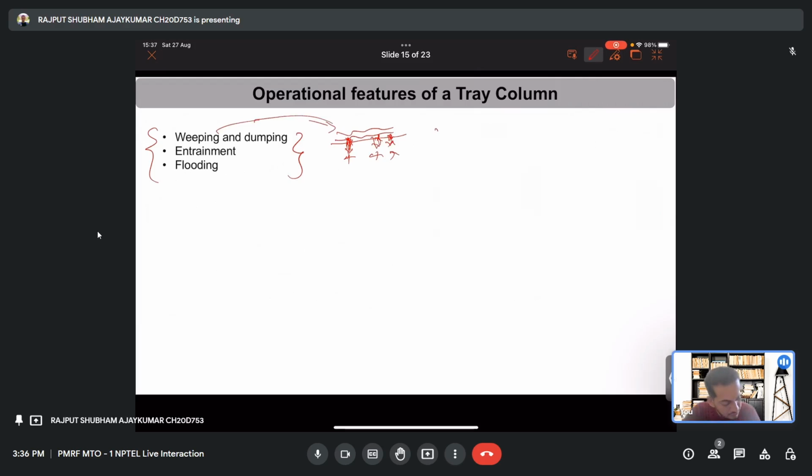Okay, so a very small fraction of liquid flows from a tray to the lower tray through the perforations of the opening.